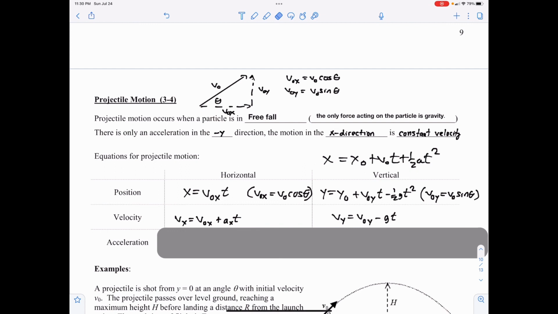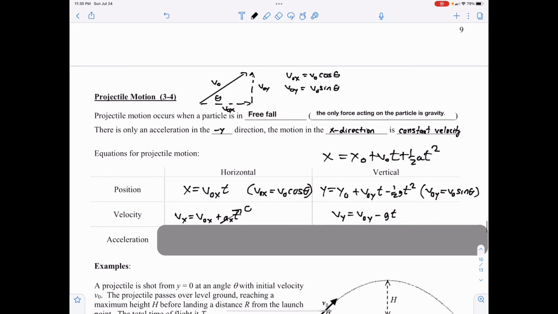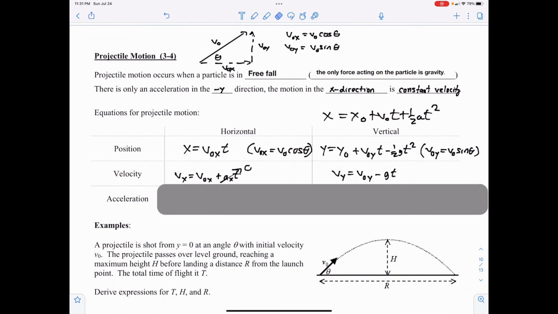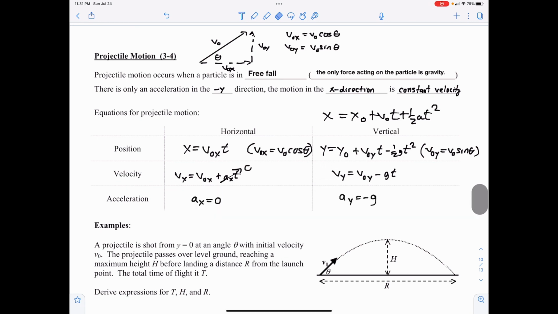Now, velocity is a function of time. We have vx equals v naught x plus a x t, but acceleration in the x direction is 0. There is no horizontal acceleration. So what does that tell us? Velocity is constant. The initial velocity in the x direction is any velocity in the x direction. Vy, on the other hand, is equal to v naught y minus gt. Acceleration in the x direction is 0. Acceleration in the y direction is equal to negative g.